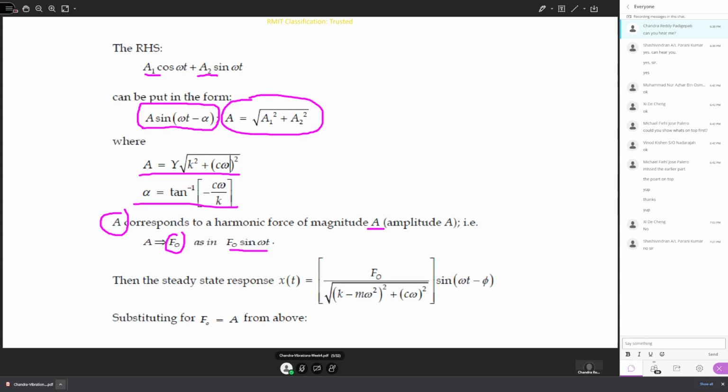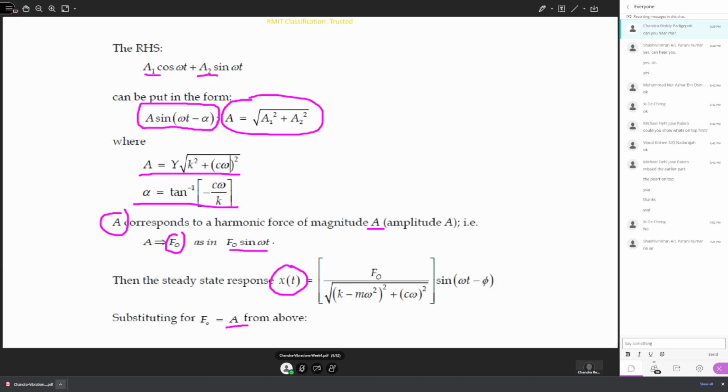So F naught is the maximum force or the amplitude of the force. Then you can write the steady state response for the displacement of the mass. Okay, x is the displacement of the mass. So how this displacement varies due to the force. So the steady state response, we have seen this expression for the damped forced vibration. Okay, so now we can replace this F naught with A.